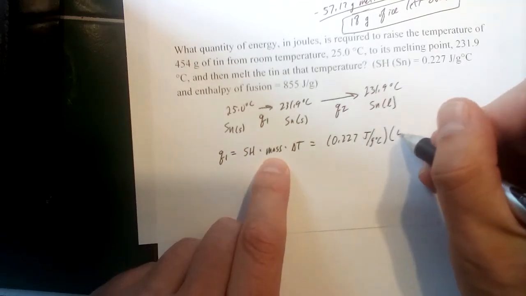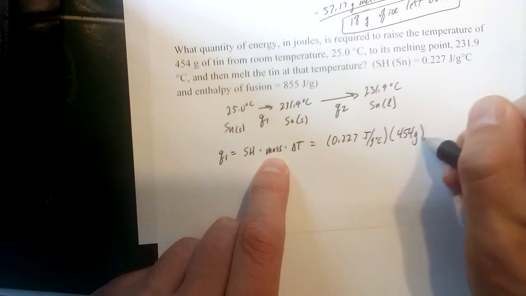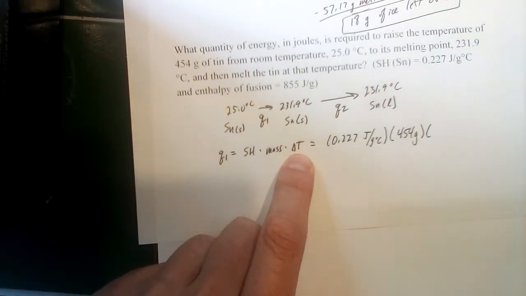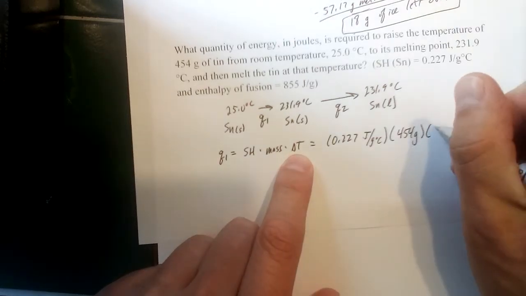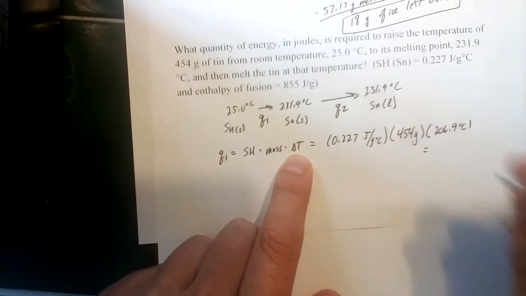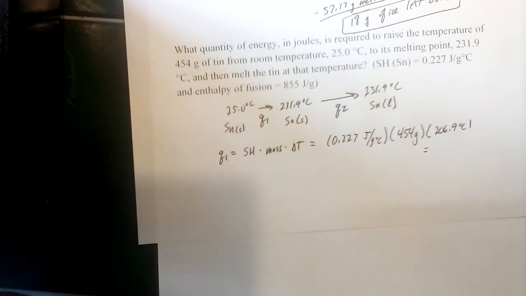The mass of the sample is 454 grams. It was given in the problem. And then the temperature change, if we go from 25 up to 231.9, that would be 231.9 minus 25, which is 206.9 degrees C. Right? And that'll give us a quantity of heat. But remember, that's just part of the heat that we're going to need here to do this entire transformation.